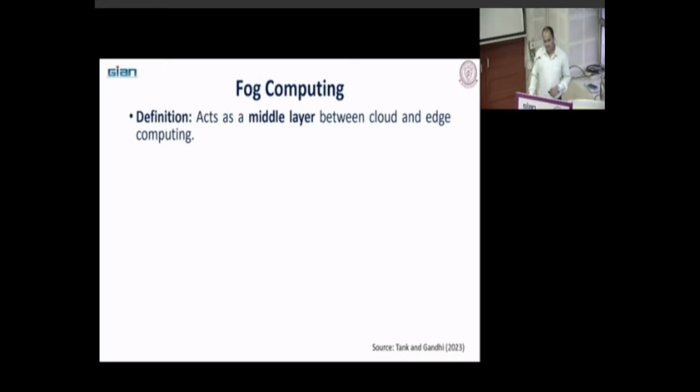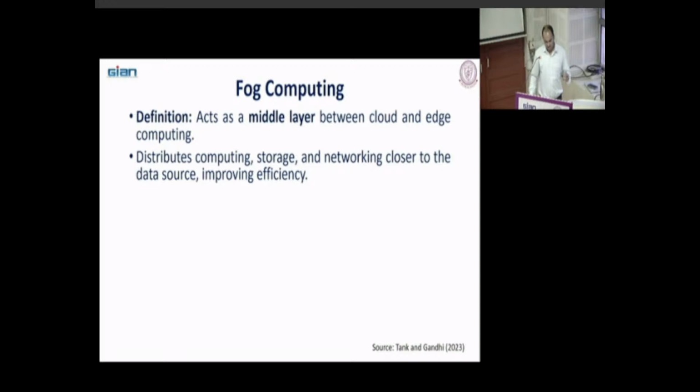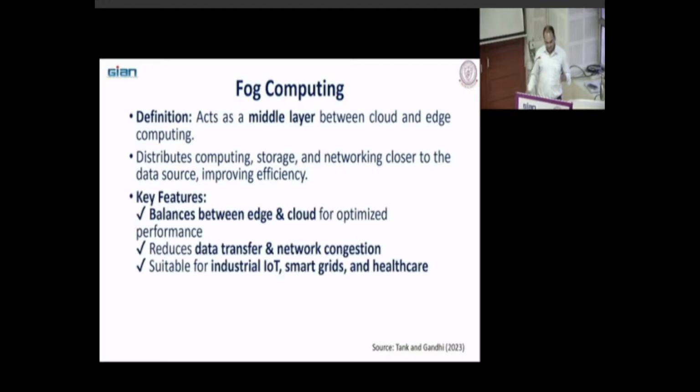Fog computing, middle layer. Now you have got cloud computing, and you have got edge computing. In between is called fog computing. It acts as a middle layer between cloud and edge computing. It distributes computing, storage, and networking closer to the data source, but not exactly at the data source. It improves efficiency. Key features: it balances between edge and cloud for optimized performance, reduces data transfer and network congestion, and is suitable for industrial IoT.